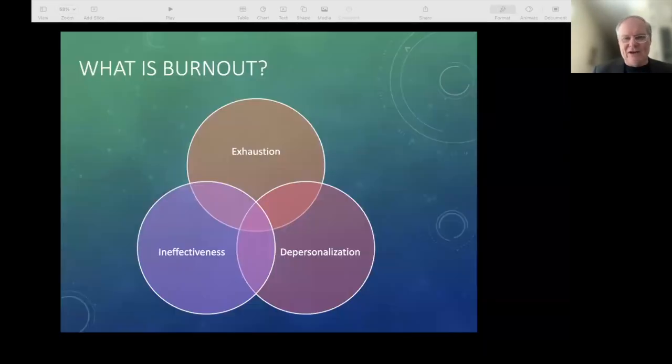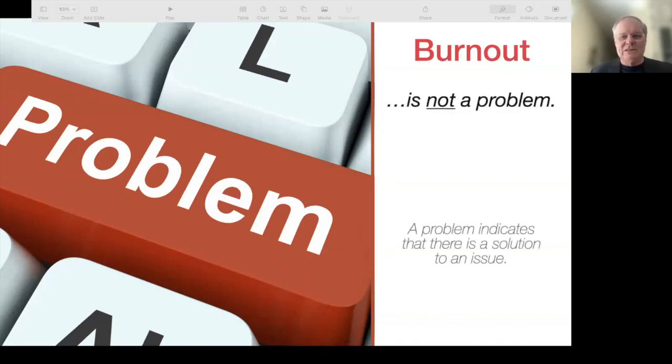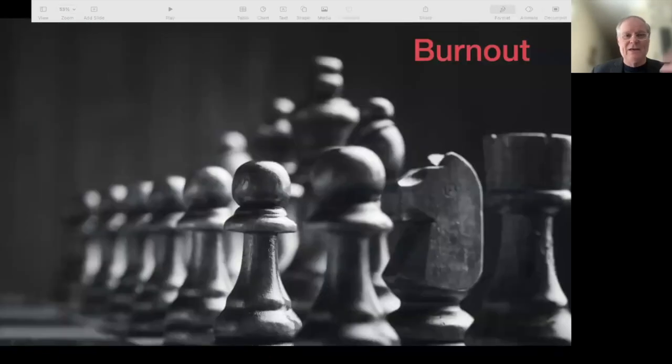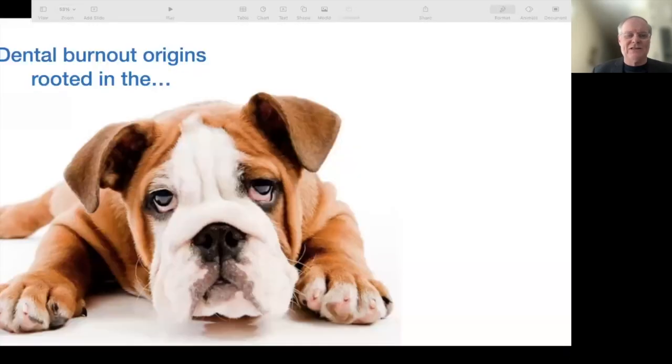So this Venn diagram shows the interaction of these three main components. There are other components, but these are the three main that people usually test for and look for. So I want you to leave this section knowing that burnout is not a problem, okay? Because a problem indicates there's a solution. However, burnout is a dilemma, and a dilemma demands a set of strategies. And that's what we're going to talk about now, strategies of how you can correct or deal with some of the burnout you're dealing with.